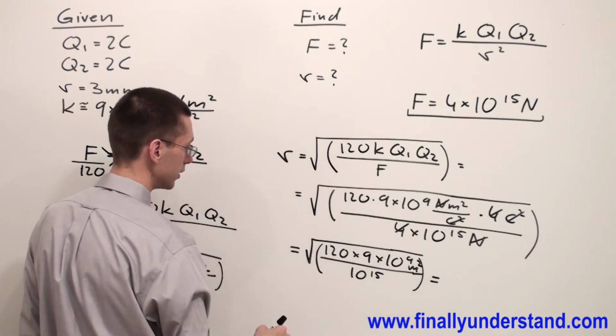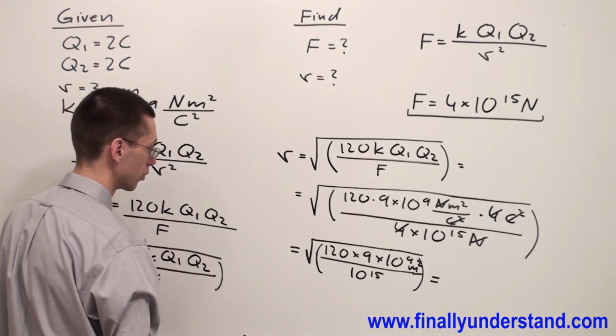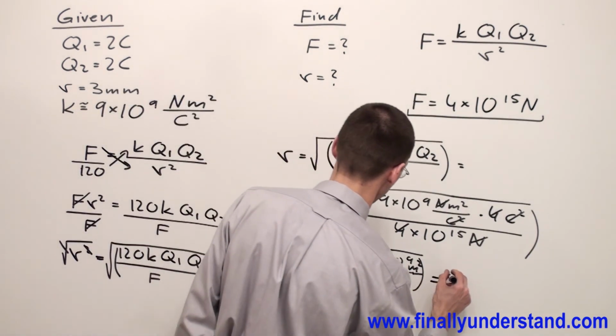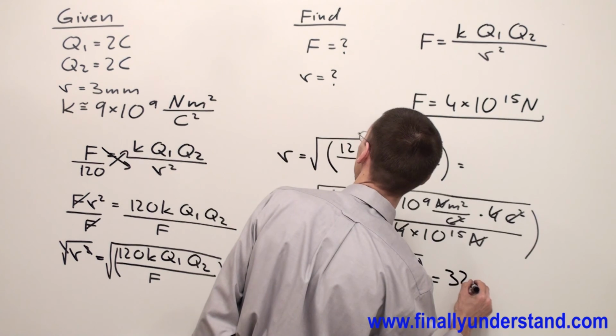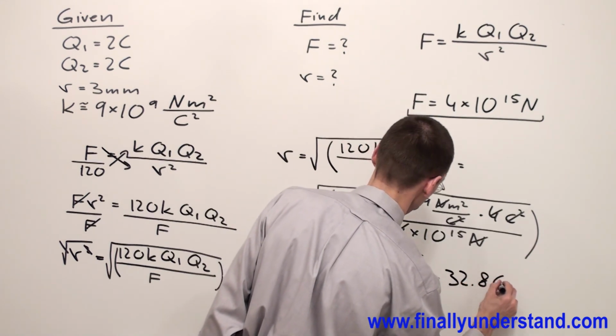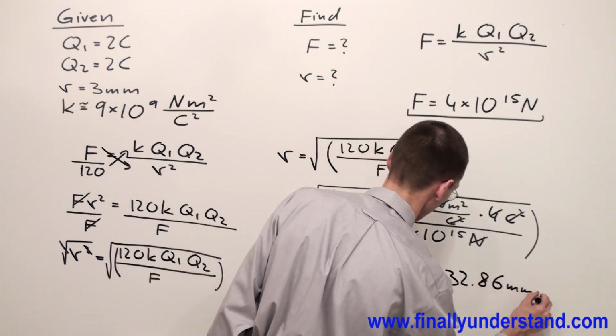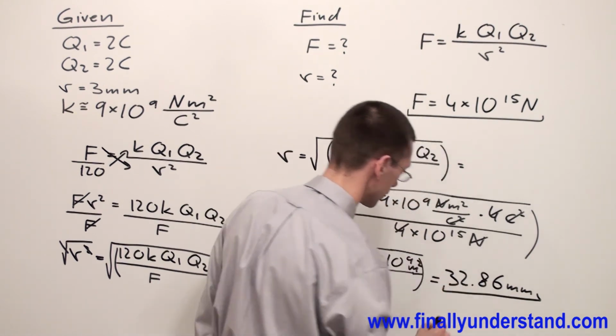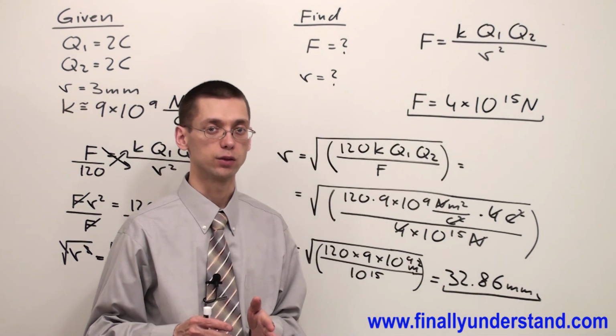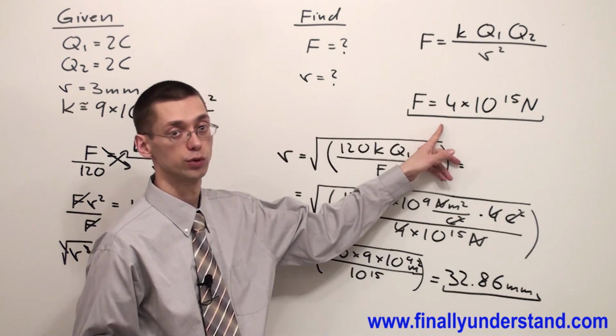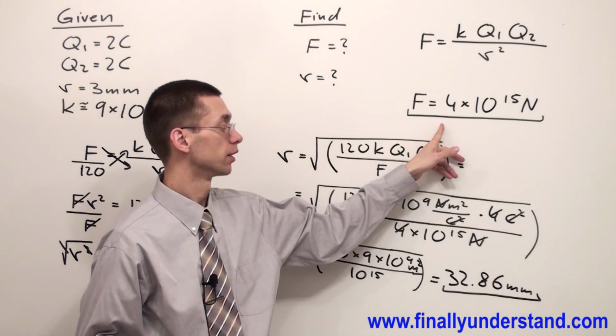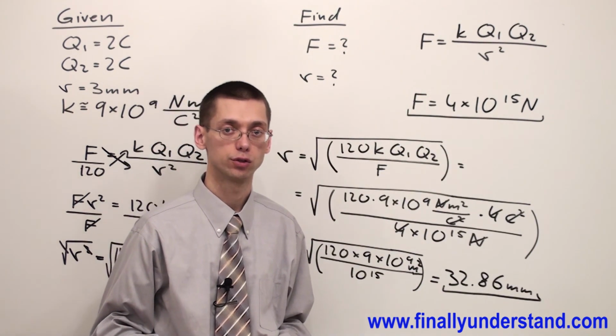If you plug these values into the calculator, you are going to end up with 32.86 millimeters. This is the distance between the two plates at which the force we found originally is going to be weaker 120 times.